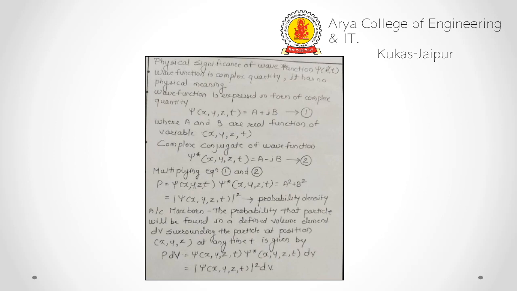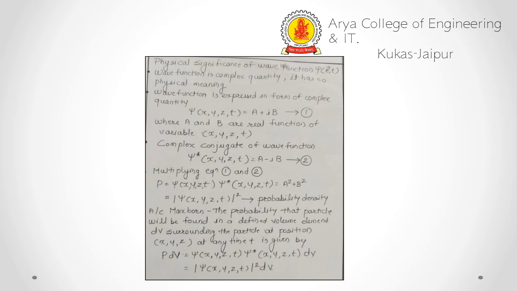Now we are going to start with the physical significance of the wave function psi of r, t. r, t represents the space coordinate as well as the time coordinate. The wave function is a complex quantity. It has no physical meaning. The wave function is expressed in the form of a complex quantity psi of x, y, z, t is equal to a plus ib, where a and b are real functions of variables x, y, z and t.